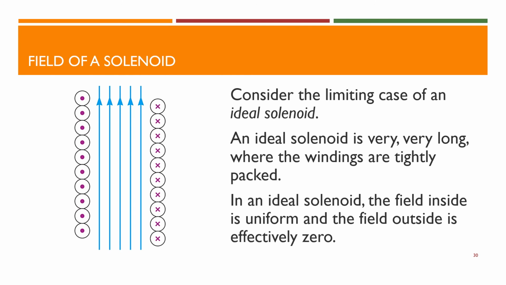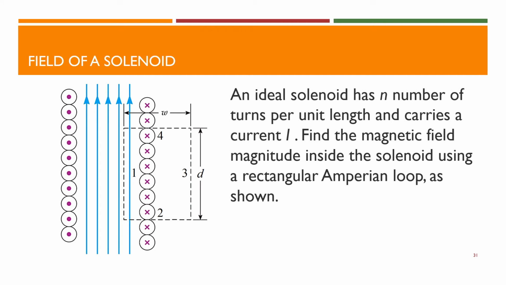So in applying Ampere's law, we will consider the ideal solenoid where you have a magnetic field that is uniform inside the solenoid and effectively zero outside. So how do you apply Ampere's law to this system? Here we describe the ideal solenoid as having n number of turns per unit length and carrying current I. The question is, what is the magnetic field due to this ideal solenoid using a rectangular Amperian loop as shown? The labels of each segment comprising the rectangular Amperian loop are important, and we will show them shortly.